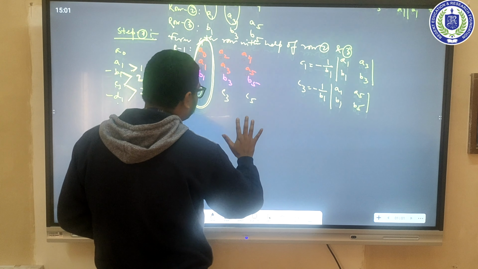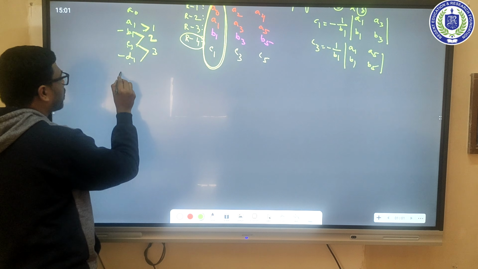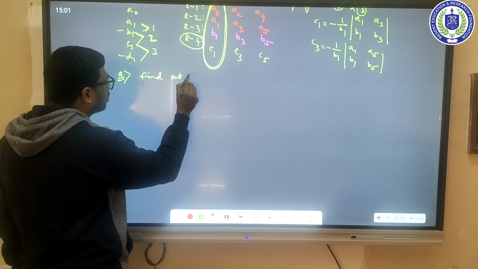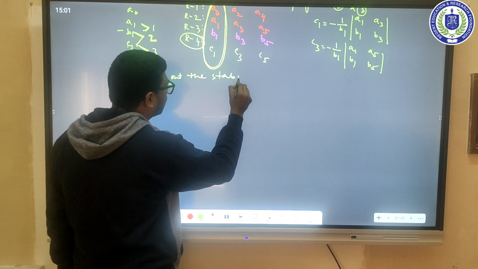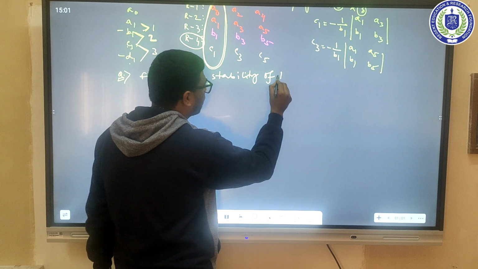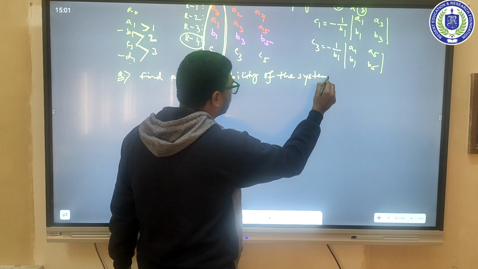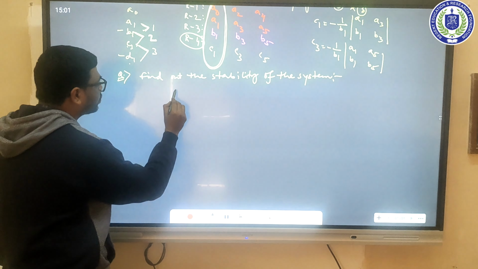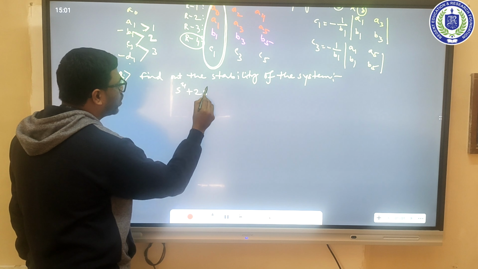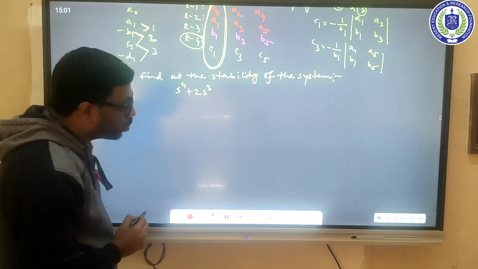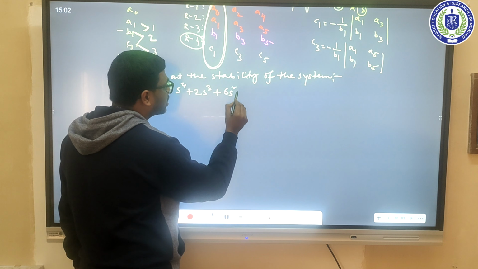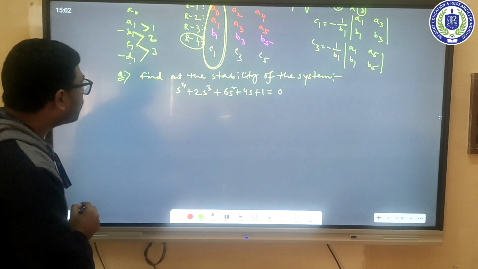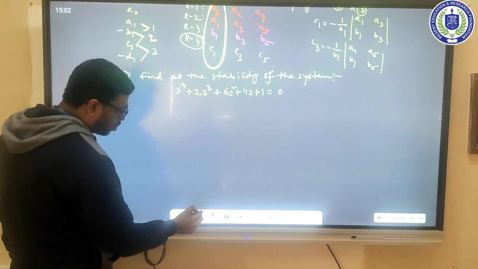Say, take an example. Find out the stability of the system. The characteristic equation is given as s to the power 4 plus 2s cube plus 6s square plus 4s plus 1 equal to 0. Okay. So first what we will do, we will form the rows.